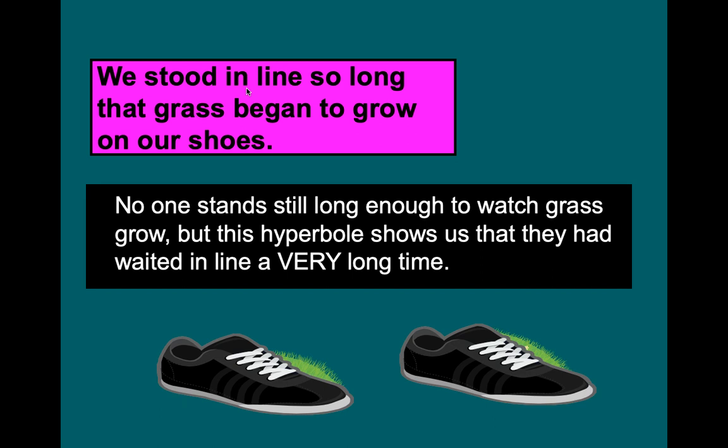Let's look at another example. We stood in line so long that grass began to grow on our shoes. Literally, grass did not start to grow on their shoes. But this hyperbole is exaggerating the fact that they stood in line for a very, very long time. It shows us that they had to wait for a really long time.